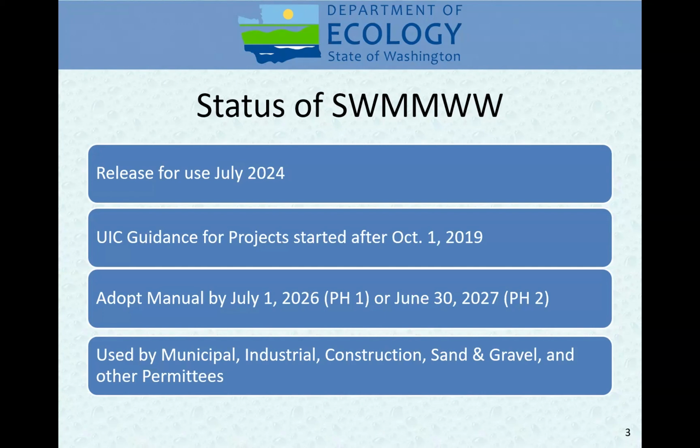Hopefully they are, but Ecology has not checked them to make sure they are. And the manuals are used by many more permits than just the municipal permit. The industrial permits reference primarily volume 4, the source controls. Construction references volume 2 primarily. Sand and gravel and other permittees reference BMPs in volume 5, and there's other things that are going on. So the manual has a lot of things in it that don't really refer directly to the municipal permit, but they are important for other permits we have in the state.